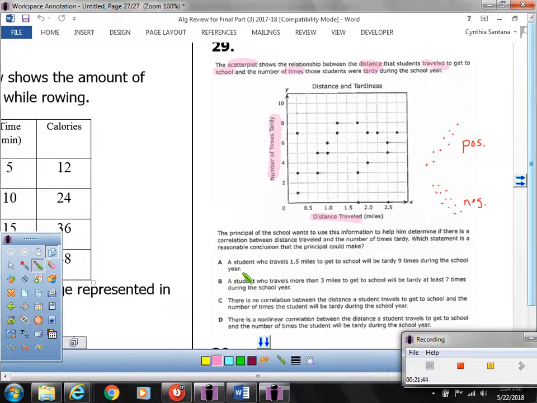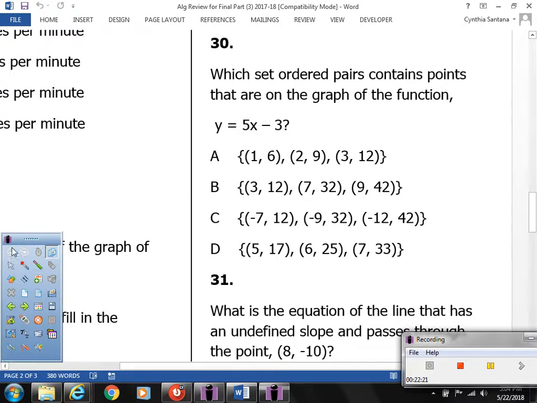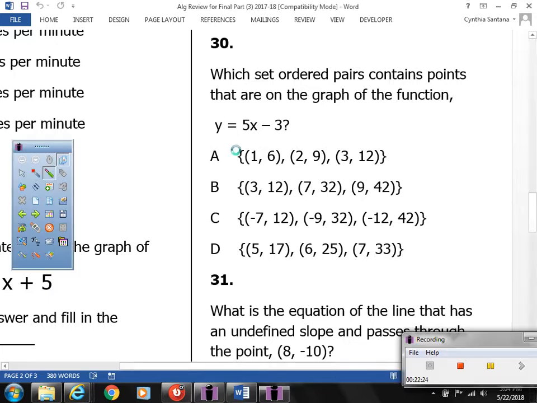And I'm going to go through my answer choices. A student who travels 1.5 miles to get to school will be tardy 9 times. Okay, there's no way that I can know how many tardies you're going to have by the distance traveled. So, no. A student who travels more than 3 miles to get to school will be tardy at least 7 times. Okay, no, that's not even logical. Here we go. There is no correlation between the distance a student travels to get to school and the number of times a student will be tardy. That's the answer choice I'm going with. Okay, so there's no correlation, which means there is no way that I can determine how many tardies you're going to get by how far you live from school.